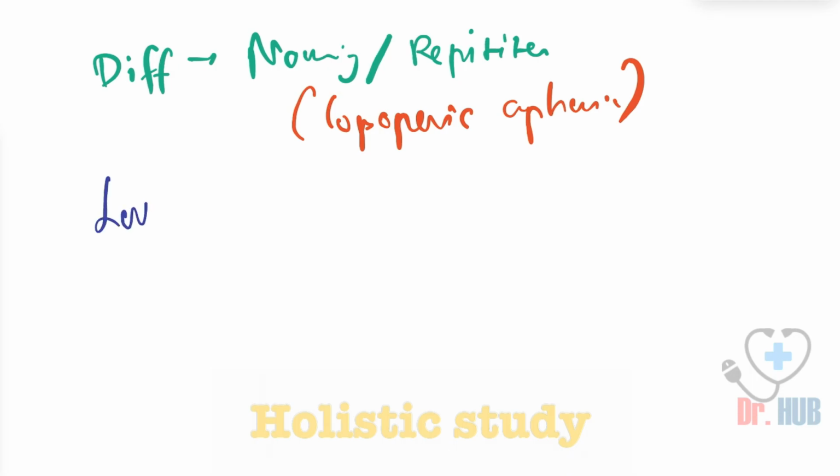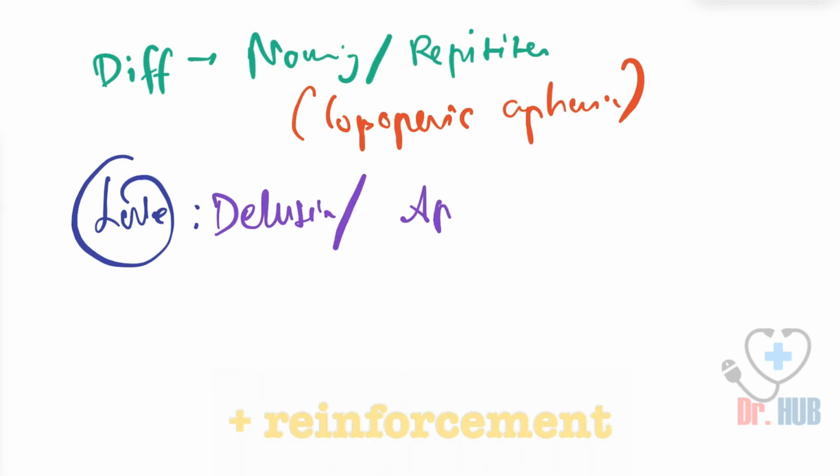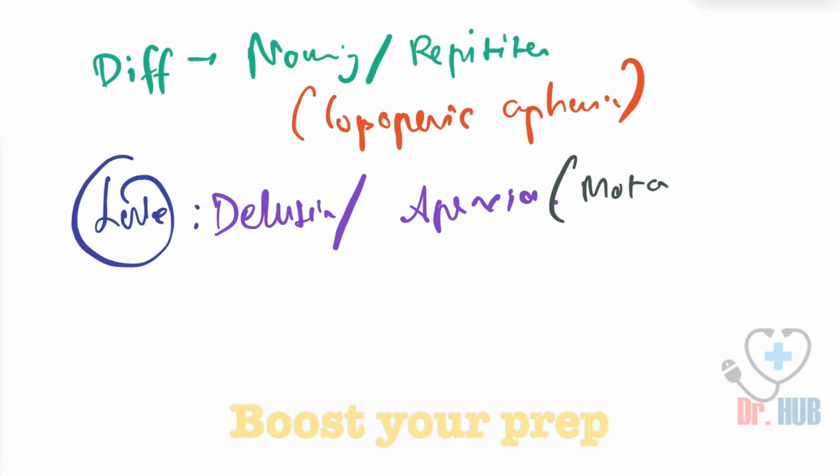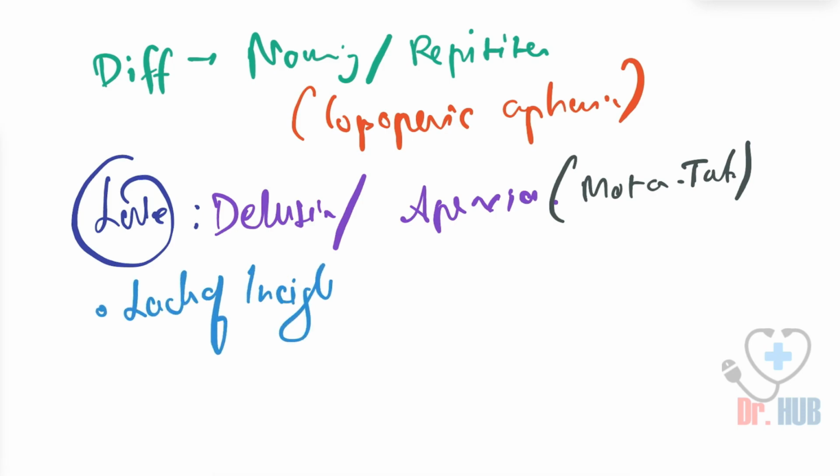Then we look at the late findings. What are the late findings in Alzheimer's? Firstly, there are psychotic symptoms, that is, you can have delusions. Then there is also apraxia, which is difficulty in performing certain motor tasks. And then there is also lack of insight. This is seen in Alzheimer's disease, lack of insight regarding the deficits.